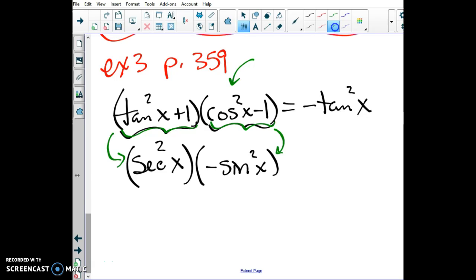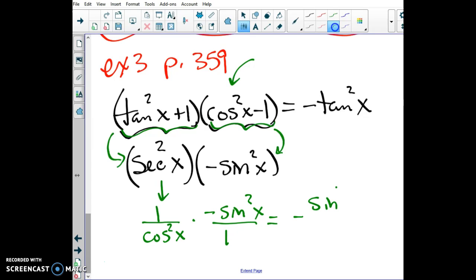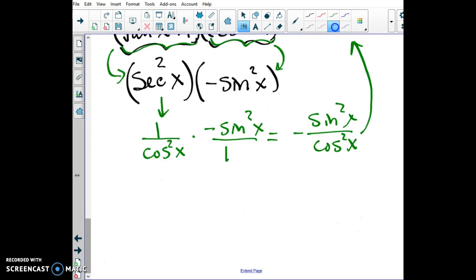So what we're going to do, we need a tangent. So let's go ahead. I know tangent is sine over cosine. I know that secant is 1 over cosine squared x. We're going to multiply that by negative sine squared x over 1. And we're going to get negative sine squared x over cosine squared x, which we know to be negative tangent squared. You guys go ahead and try number 47 and come back.